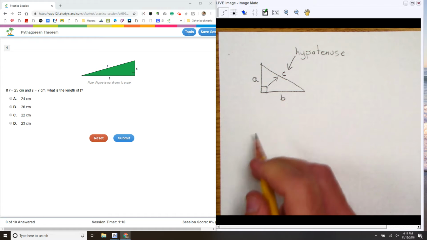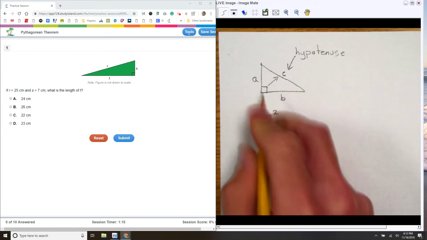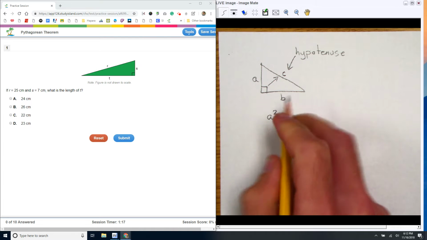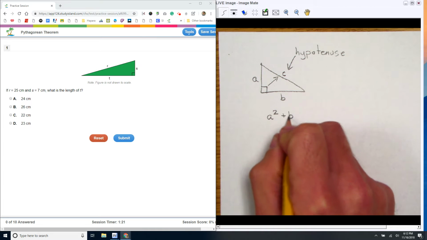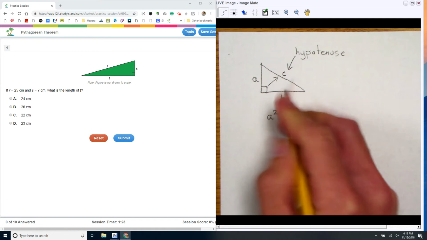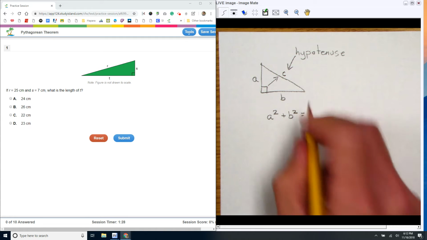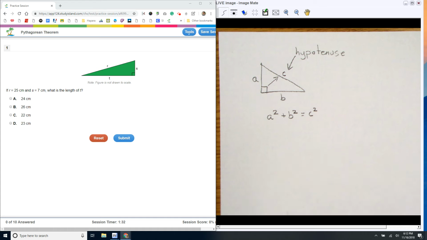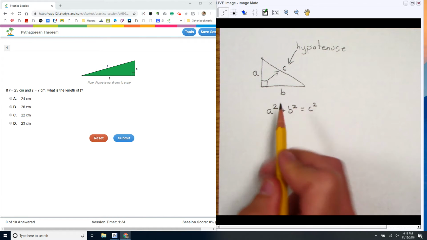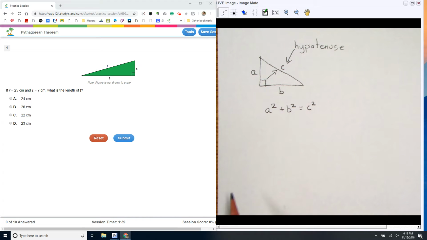The Pythagorean theorem states that if you multiply A by itself, so A squared, A times A is A squared, and you add that to B multiplied by itself, so B squared, that will be equal to the hypotenuse multiplied by itself, which in this case would be C squared. That's the Pythagorean theorem. A squared plus B squared is C squared. This is true for every right triangle, no matter what. So now we can go ahead and do the first problem.